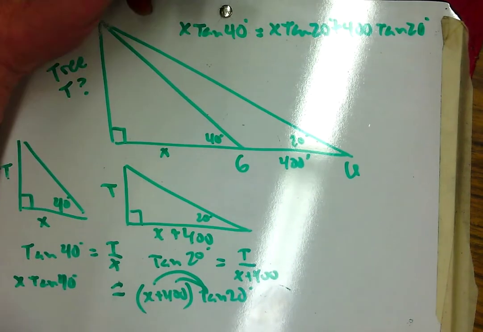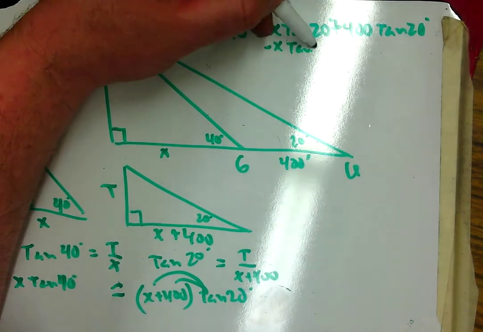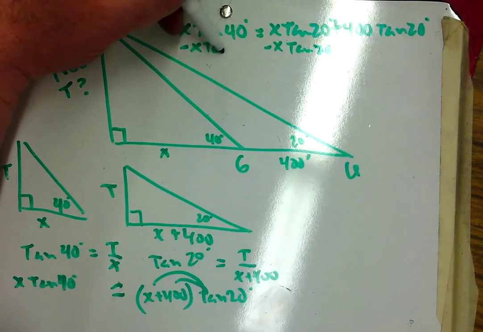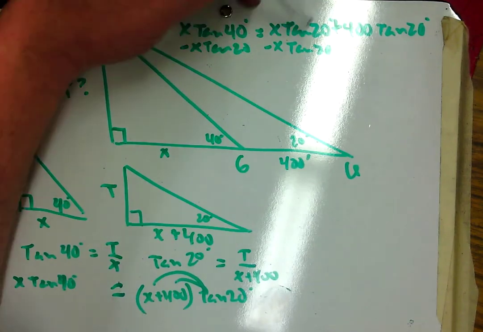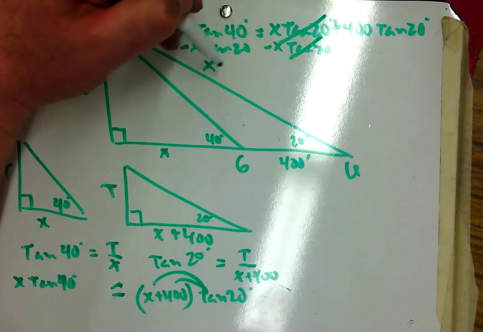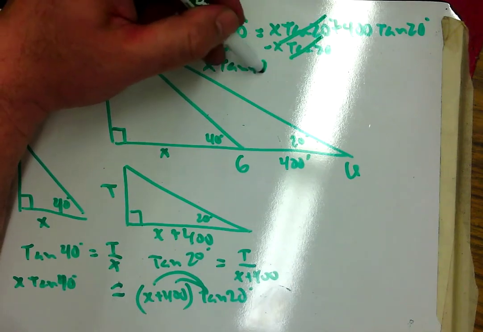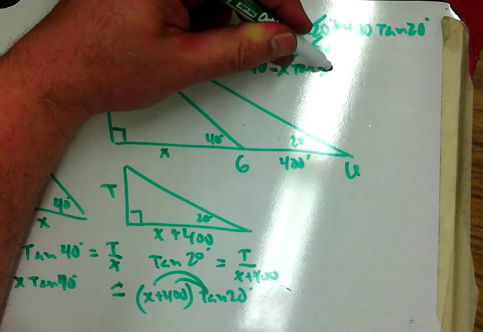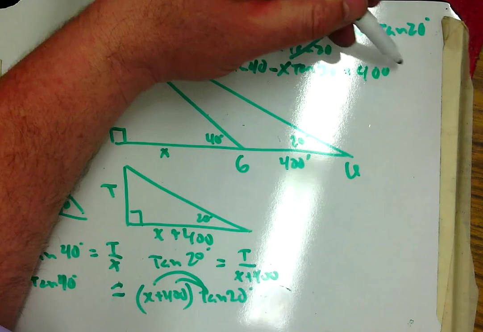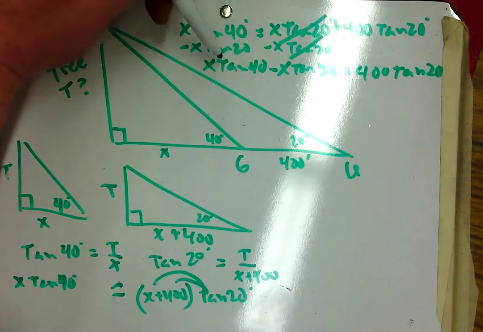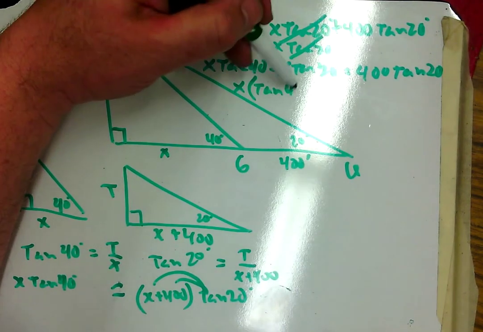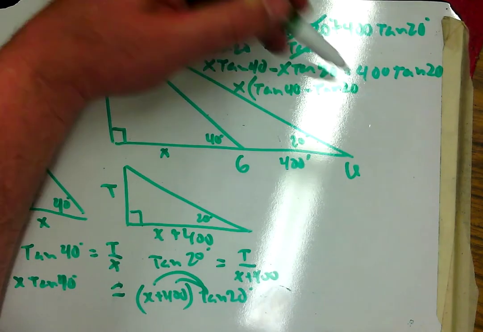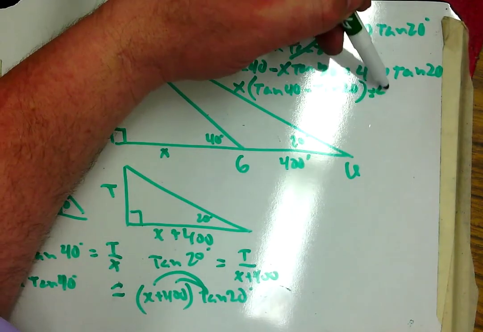Okay, get all the x stuff on one side by subtracting x tan 20 from both sides. No, x tan 40 minus x tan 20 is not x tan 20. Don't do that. Instead, we get to write x tan 40 minus x tan 20 equals 400 tan 20. I do notice that each of these terms has an x in them, so I can factor an x out, leaving me with tan 40 minus tan 20. Again, that is not tan 20. Don't fall for that.